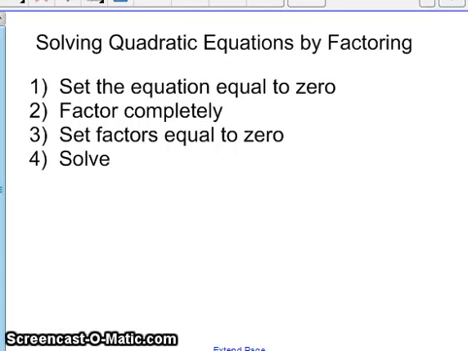All right, so today is November 29th. This is period two. And these are notes on 4.3.4, solving quadratic equations by factoring.